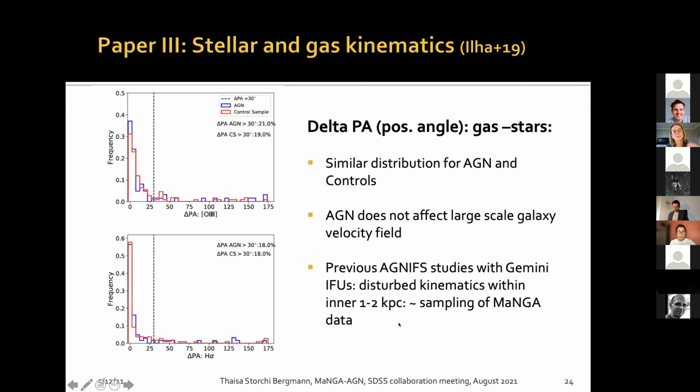Although in our previous AGN studies with Gemini IFUs, when we look in detail at the inner few kiloparsecs, we found disturbed kinematics and different axis orientation for outflows, but this is too small scale for the sampling of MaNGA. So MaNGA samples the large scale, and we didn't see a difference there.